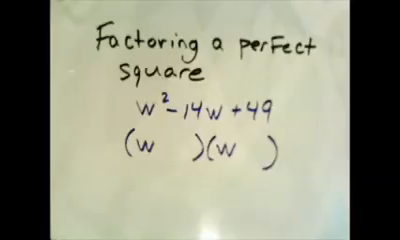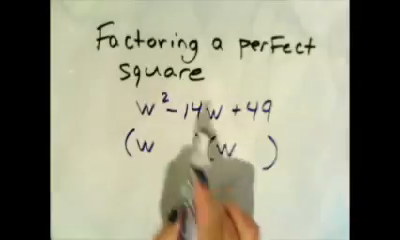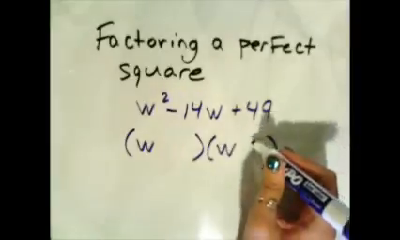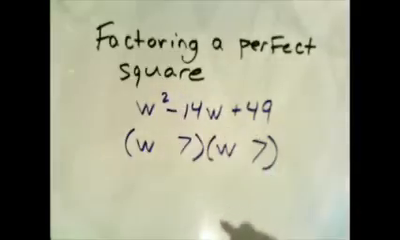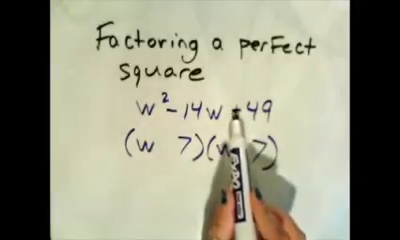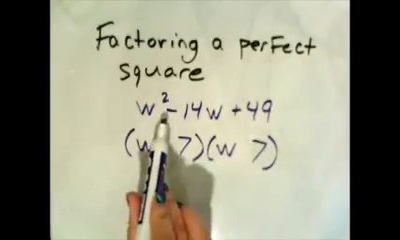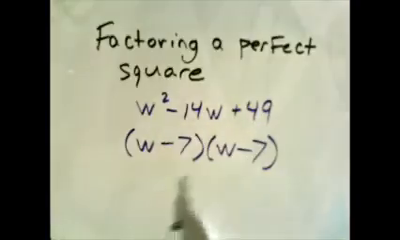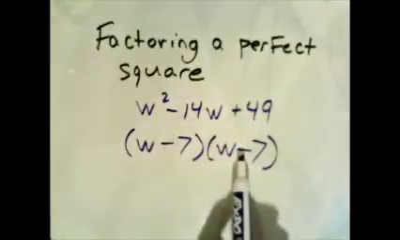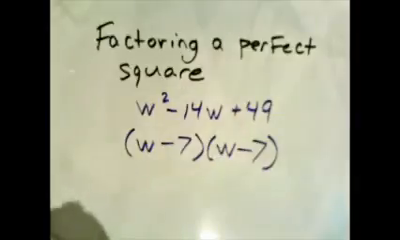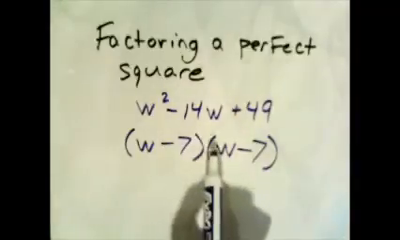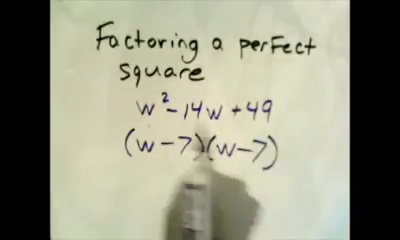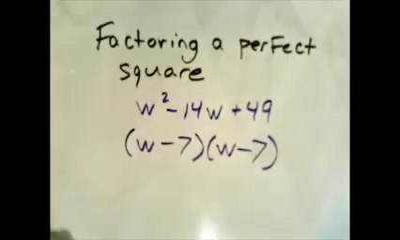So 49 and 1, 7 and 7, and so 49 and 1 definitely won't add to 14. 7 and 7 seem like they work. And then be careful about the signs. To multiply to a positive, it could be two positive numbers, but see how that wouldn't add to negative 14? So what if we try two negative numbers? So negative 7 times negative 7, the negatives cancel, multiplies to 49. Does that add to negative 14? So our inside-outside terms are negative 7, negative 7. That looks like it would add to negative 14. So we solved the mystery.